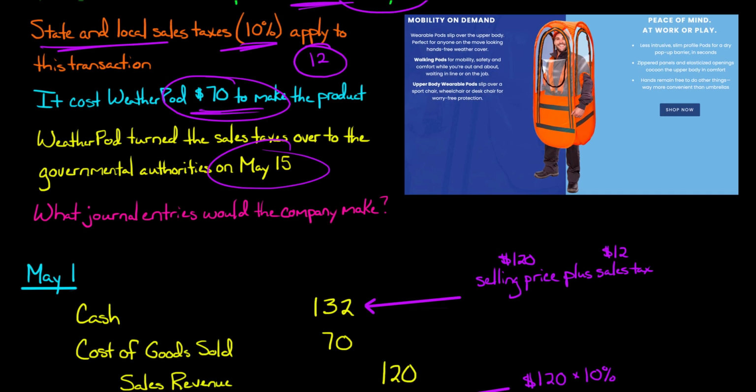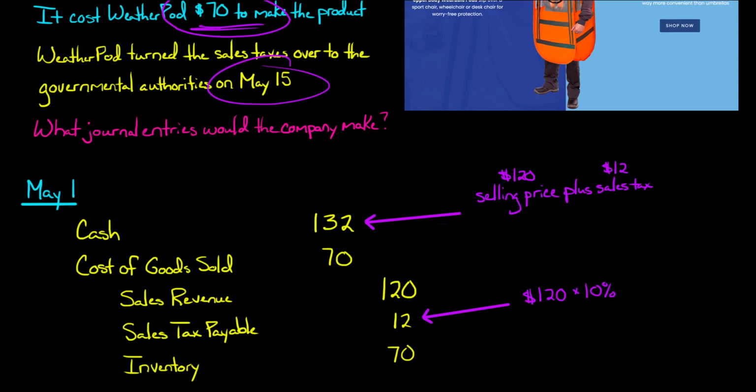So I'm going to show you how to make the journal entries for all of this. Let's start with recording the sale. On May 1st, WeatherPod is not just going to get the sale price of $120, but they're also going to get the $12 of sales tax. So the cash that is going to be debited, and I'm assuming this is a cash sale. I should have clarified, this is not a credit sale. We're assuming a cash sale here.